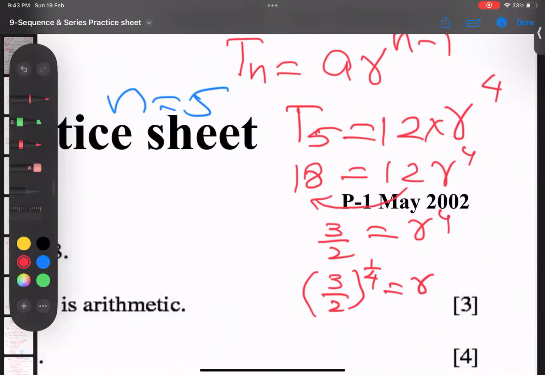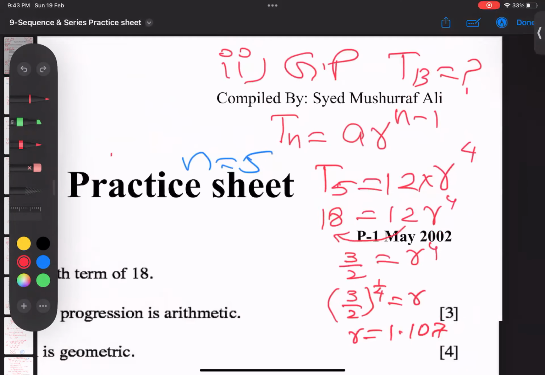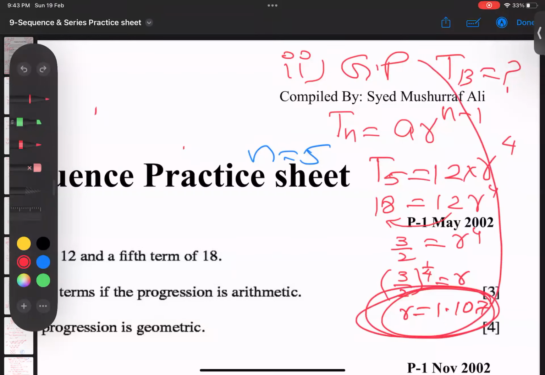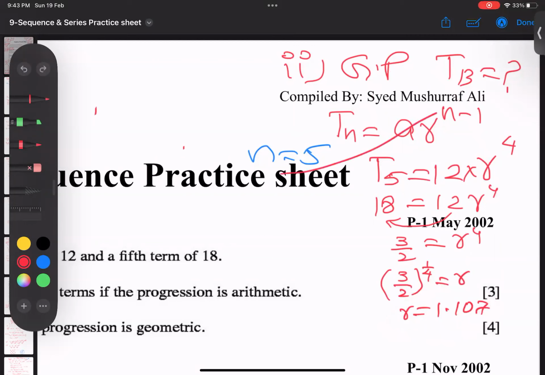And now when I type in my calculator 3 divided by 2 and power 1 divided by 4, I get r, and that is 1.107. Don't take 1 dp, 1 dp will affect your answer. Don't take even 2. Better 3 or 4 dps for a more accurate answer. What I'm looking for is the 13th term. Luckily r was missing, now I got r. a is given, and n I know is 13.